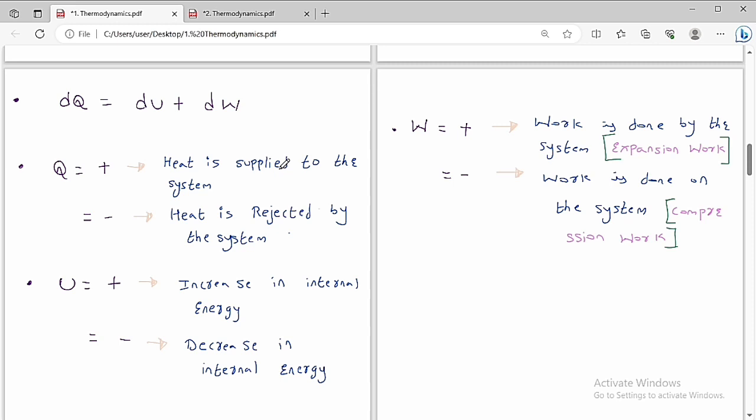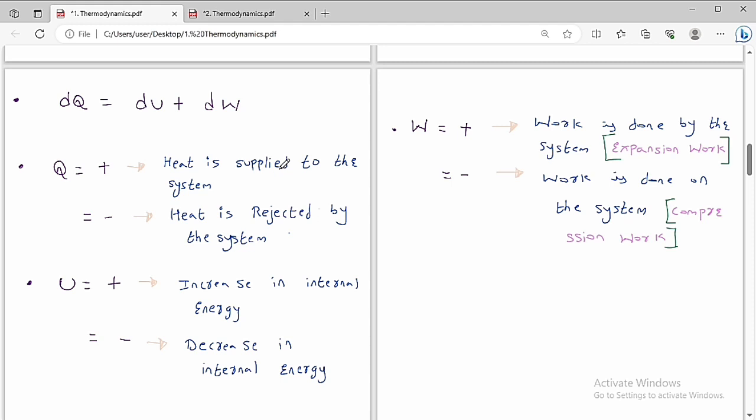But this is a sign sensitive equation. So you have to keep the values of dq, du, dw with the sign. So what those things are, we will discuss now. If Q is equal to positive means heat is supplied to the system. Whenever the heat is supplied to the system means Q is positive. And Q is equal to negative means heat is rejected by the system or heat is lost by the system.